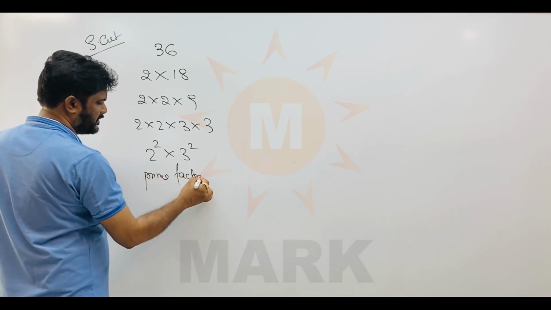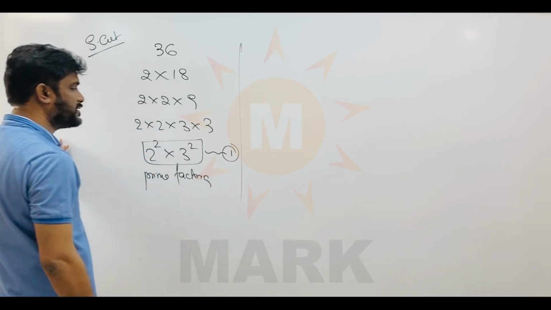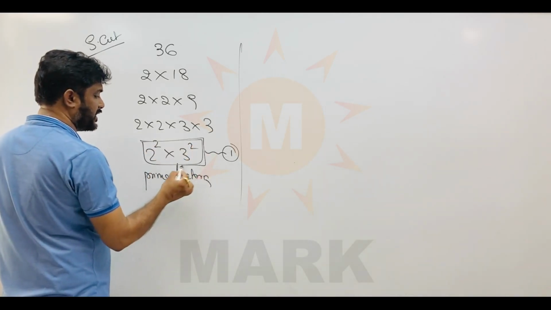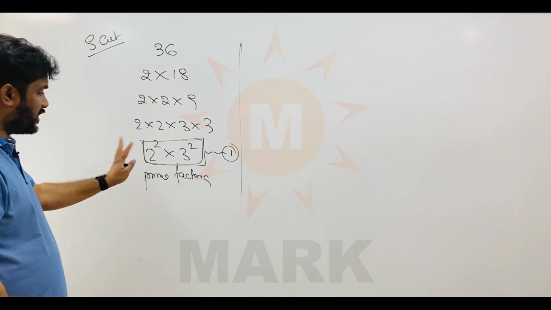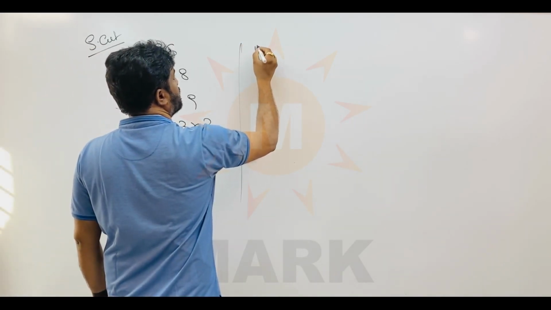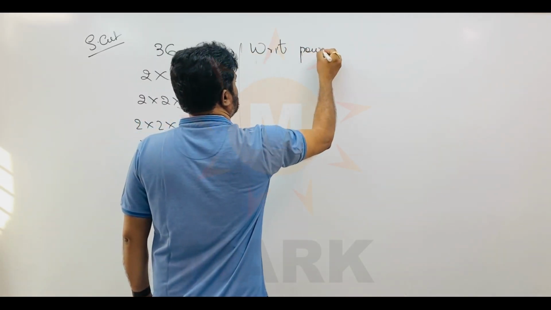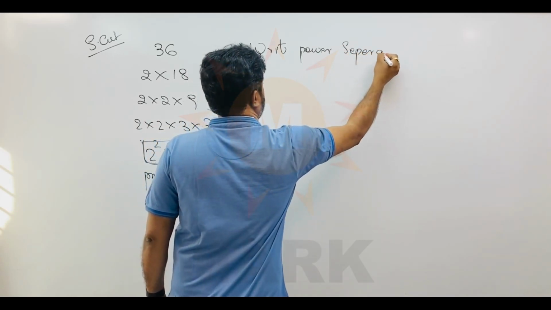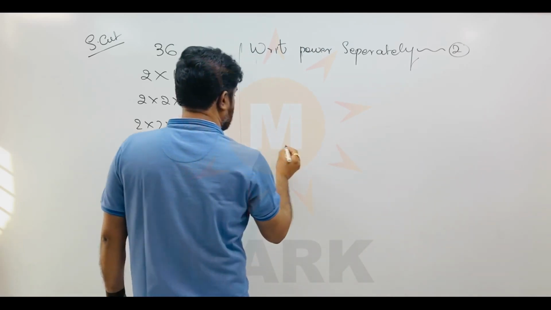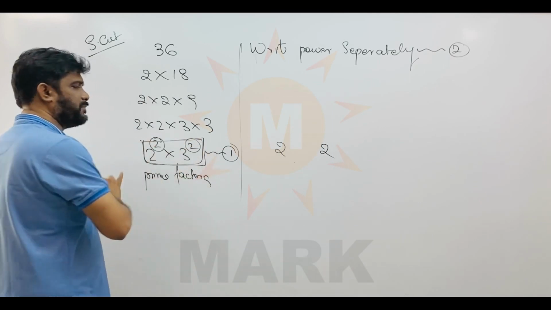This is prime factorized. This is step number 1. So we have to prime factorize first. Step number 1 is prime factorization. Then step number 2 is write powers separately. I am writing the powers separately here, only powers, not bases.